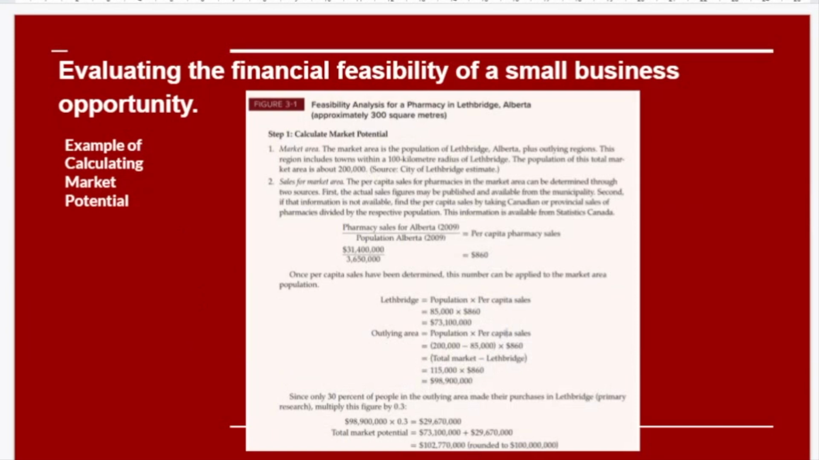Now, the market potential doesn't tell us anything about our business. All it says is this is the total sales that you would have in a given region. In a given region, this is how much would be sold. You then have to figure out how much of that market you're going to capture with your business.